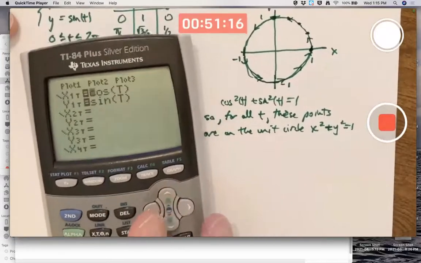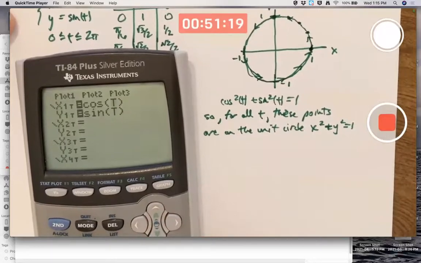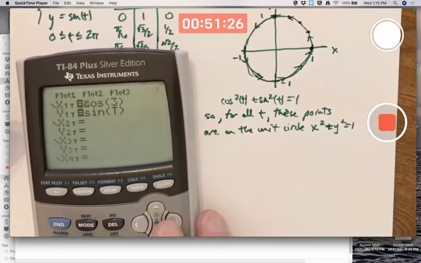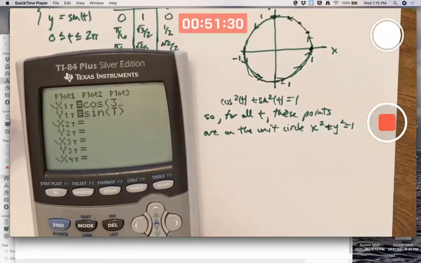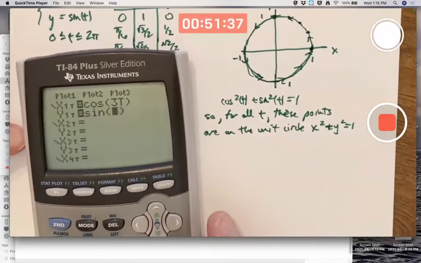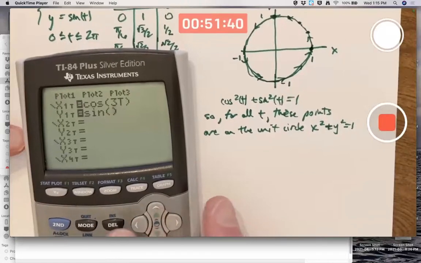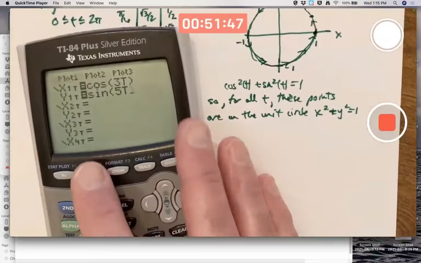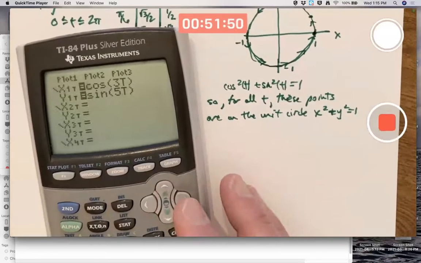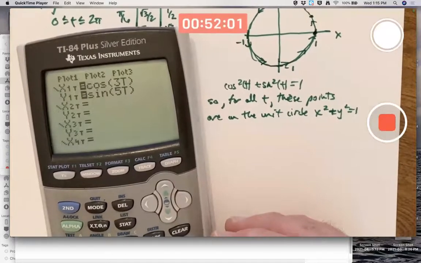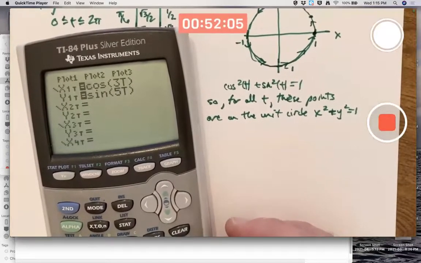What if I modified this a little bit and replace the t with, say, 3t? And for the cosine, and replace the t in the sine with, say, 5t. Still going to keep the same window. Is this going to be on a circle? No, it won't, because the inputs of the cosine and sine are different. Although, whatever points we get, the x and y coordinates will always be between negative 1 and 1.